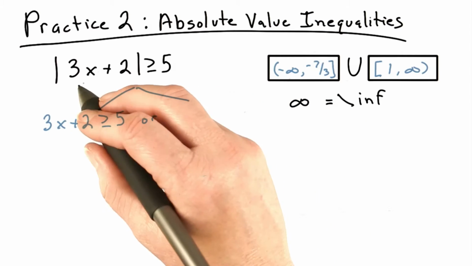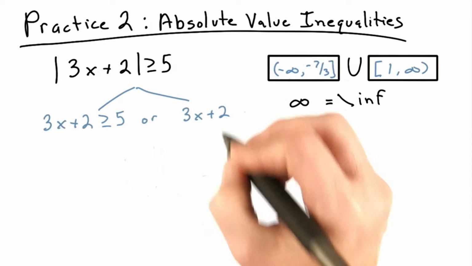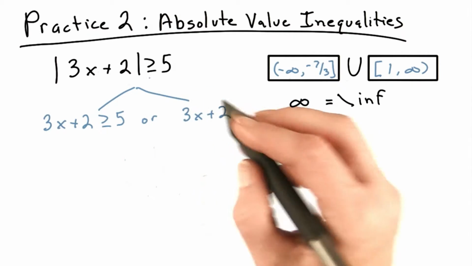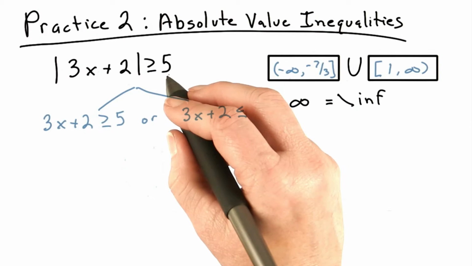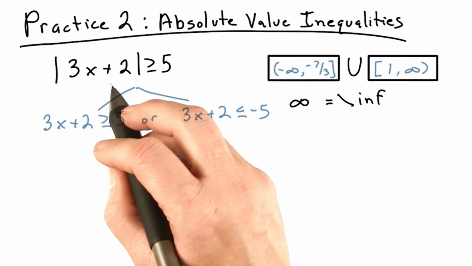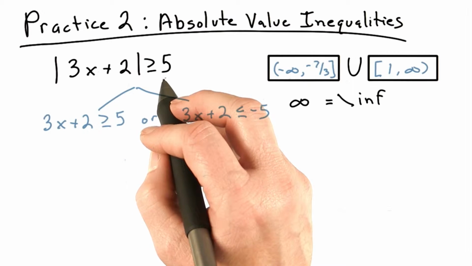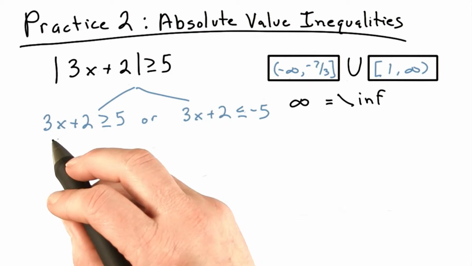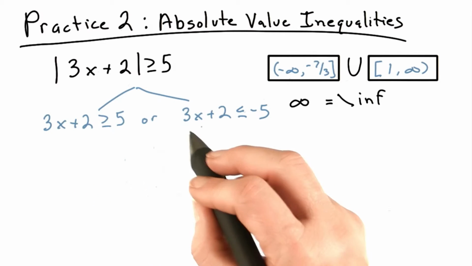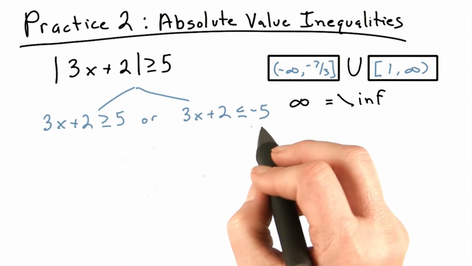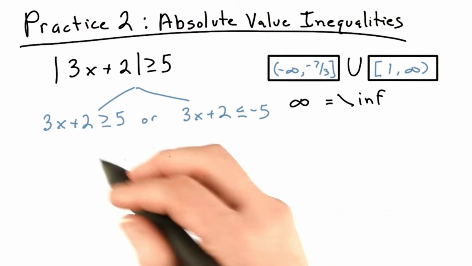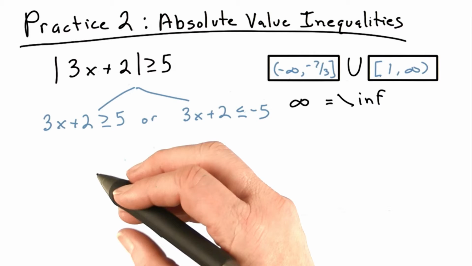The second case is going to be the absolute value of 3x plus 2, and we have to switch the direction of the inequality, and we have to change the sign. So the absolute value of 3x plus 2 is greater than or equal to 5 is the same as the compound inequality, 3x plus 2 is greater than or equal to 5, or 3x plus 2 is less than or equal to negative 5. Remember, when we're solving compound inequalities, we need to solve each of these inequalities independently.